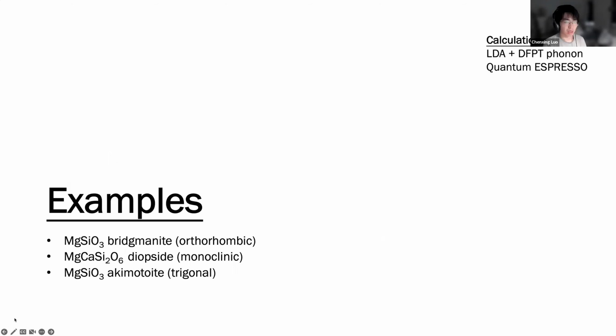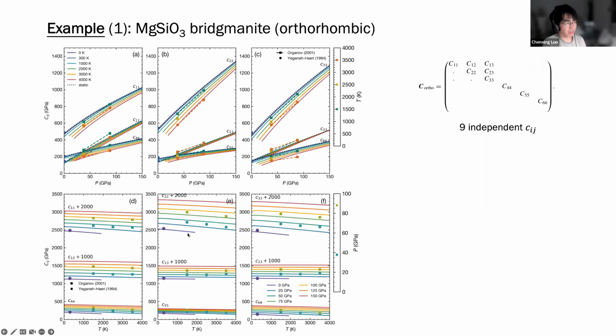I will show you 3 examples, which I will try to run after this talk. These are 3 different systems from 3 different crystal systems. The first is magnesium silicate bridgmanite. This is the most abundant phase in the Earth, and this belongs to the orthorhombic system. For the orthorhombic system, we have 9 elastic coefficient terms.